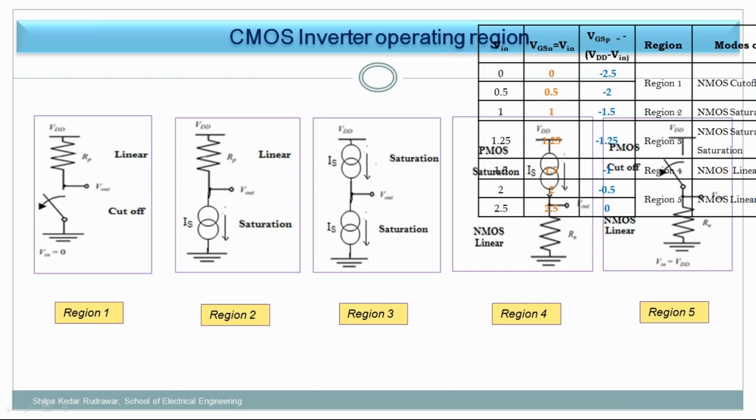Now linear is represented by what? Linear region is represented by, yes, good, resistor. Okay, good, you are understanding. And saturation region, just tell me fast. Saturation.